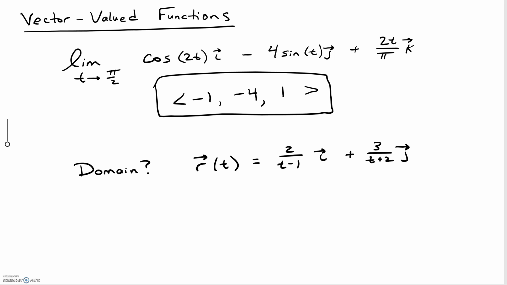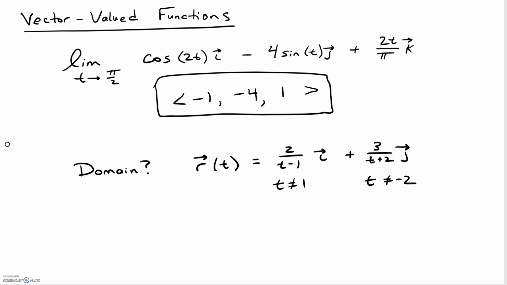In our second question, we're looking for the domain of this vector. Let's start by looking at each component's domain and then combining that. In the i component, we see the denominator is t minus 1, so we can't have t be equal to 1. That would be undefined. Likewise, in the j component, t cannot be equal to -2.